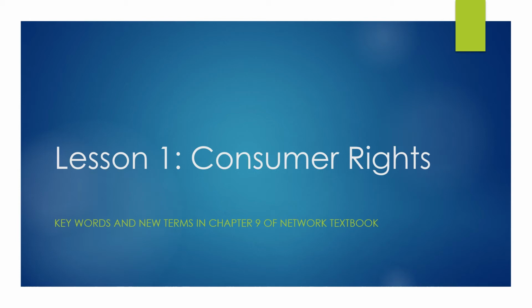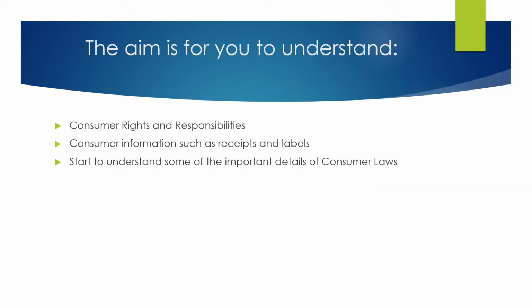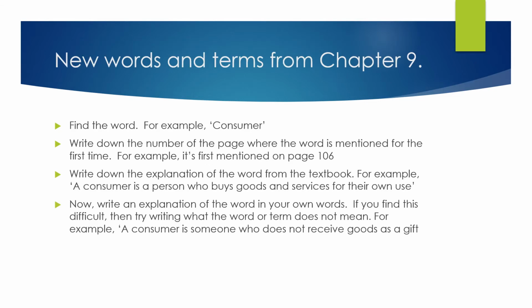As we are about to begin Lesson 1 on consumer rights, it's important for you to understand the keywords and the new terms so that you'll understand the ideas and the material in this chapter. The aims are for you to understand consumer rights and responsibilities, consumer information such as receipts and labels, and to start to understand some of the important details of consumer laws. To understand the main aims, it will help if you can understand the new words and terms that you'll come across.